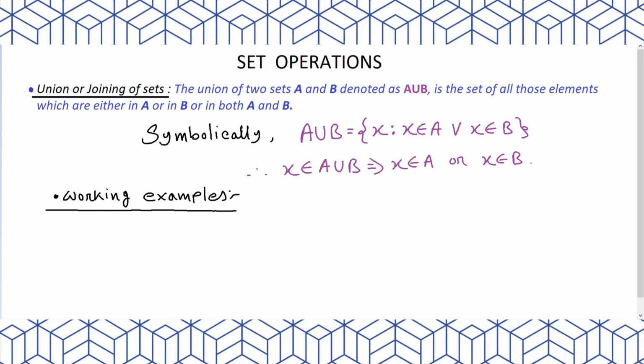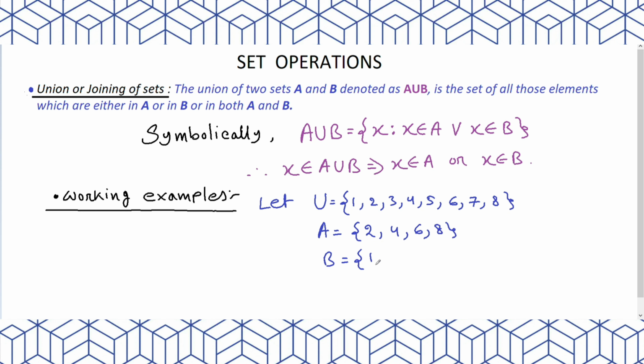Now take some examples. Let the universal set denoted by U is the set of natural numbers up to 8 and A is the set of positive even integers less than 9, those are 2, 4, 6, 8, and B equals 1, 2, 3, 4, 5 in the tabular form. Then the union of these two sets is 1, 2, 3, 4, 5, 6, 8. So what we are doing in union is listing all the elements of A and B together in tabular form.